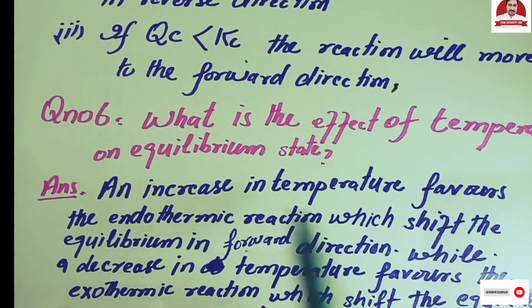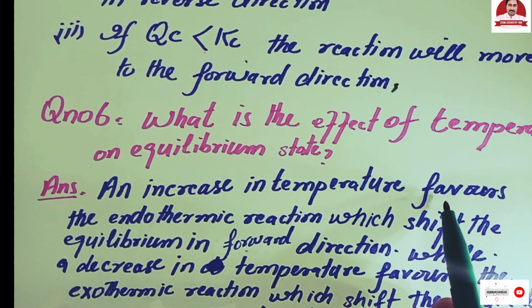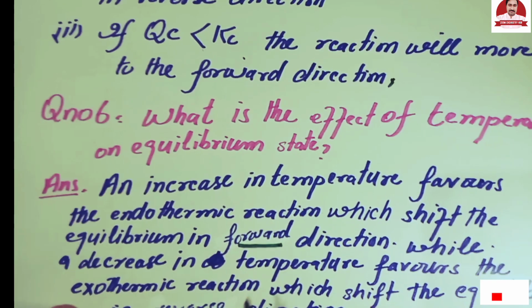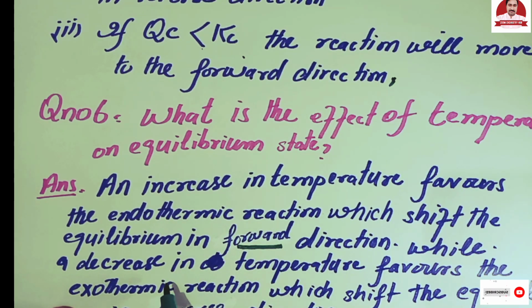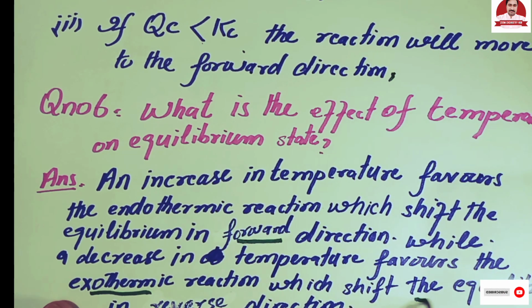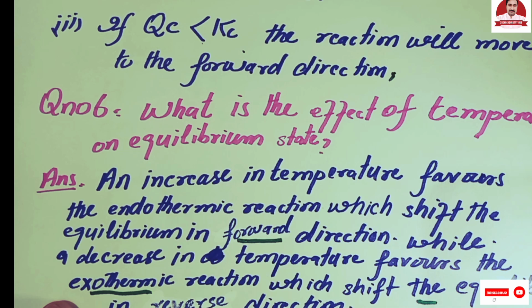So with the increase in temperature, the reaction favors the endothermic direction and the equilibrium will shift in the forward direction. And with the decrease in temperature, the reaction favors the exothermic direction, and the equilibrium will shift in the reverse direction.